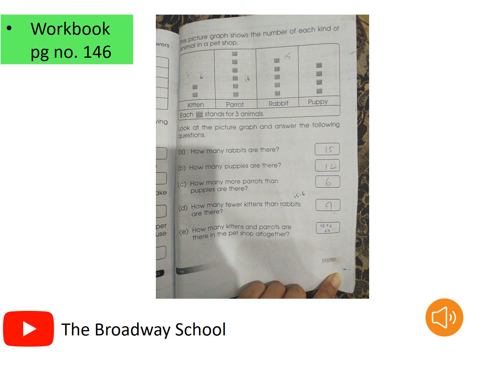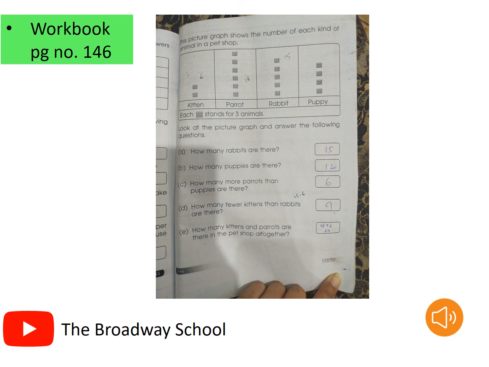Now move on to part E. How many kittens and parrots are there in the pet shop all together? So what we will do, we will add it. Kittens, as we know we have 6 already, and parrots we have 18. 18 plus 6 is equal to 24. Part E answer is 24.